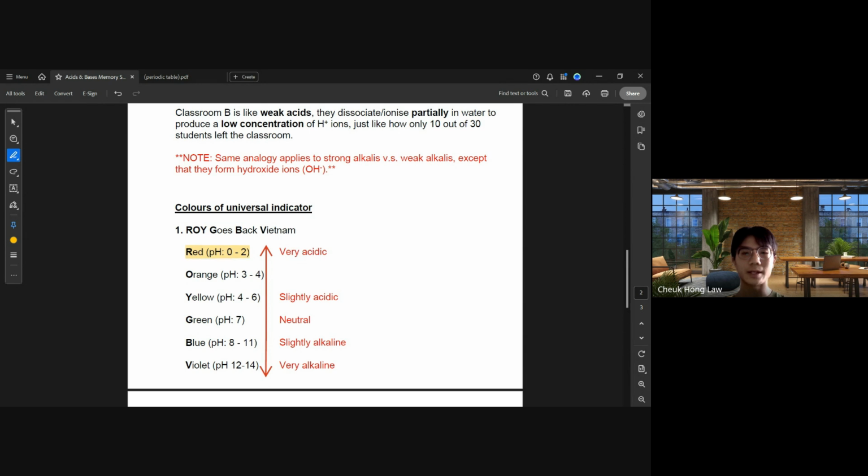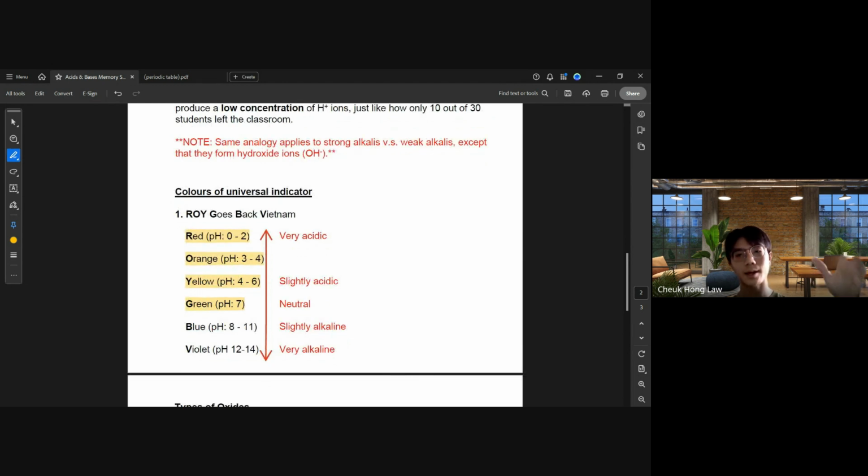So red is when the pH is 0 to 2, it is very acidic. Orange is when the pH is 3 to 4, and yellow is when the pH is 4 to 6. So around orange and yellow, it is slightly acidic. Then green is the original color of the universal indicator, the color when it is at neutral pH 7.